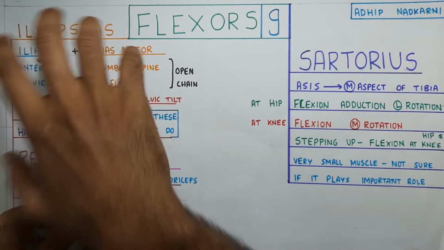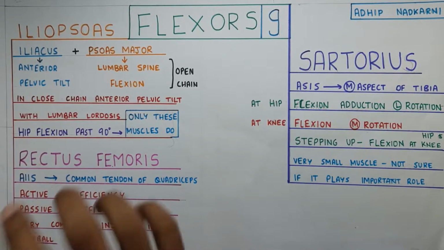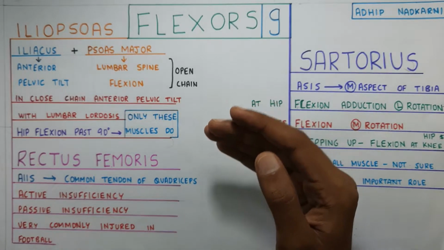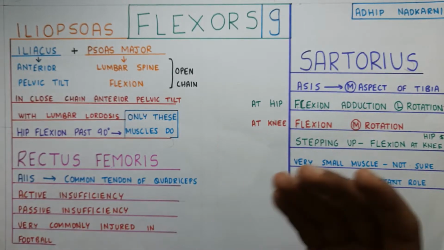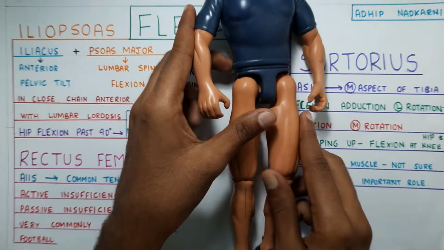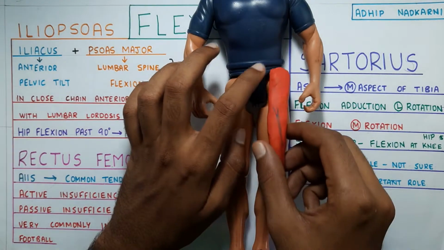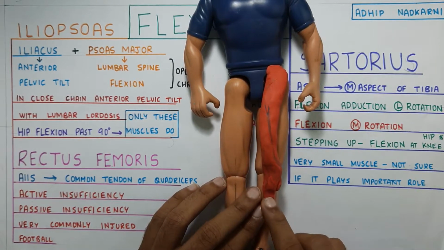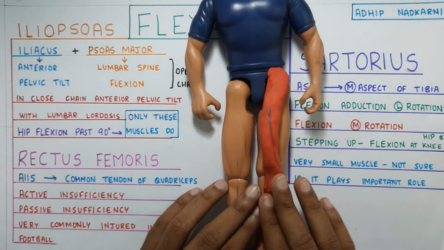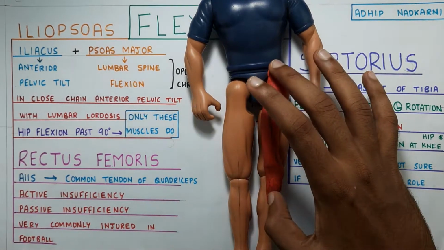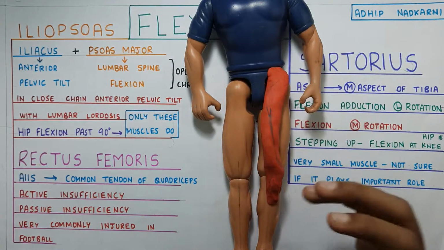So now that we have covered iliopsoas muscle, let's move on to the next one, that is your rectus femoris. Rectus femoris starts from your AIIS, that is anterior inferior iliac spine, which is slightly inferior to the ASIS, that is anterior superior iliac spine, and it then goes and attaches to the common quadriceps tendon. So if you take Joe, it starts somewhere from here, that is your anterior inferior iliac spine, and then goes and attaches to the common tendon of the quadriceps. It is a very superficial muscle, and it is very commonly injured in footballers. Okay, so this is the most common quadriceps strain that we talk about.